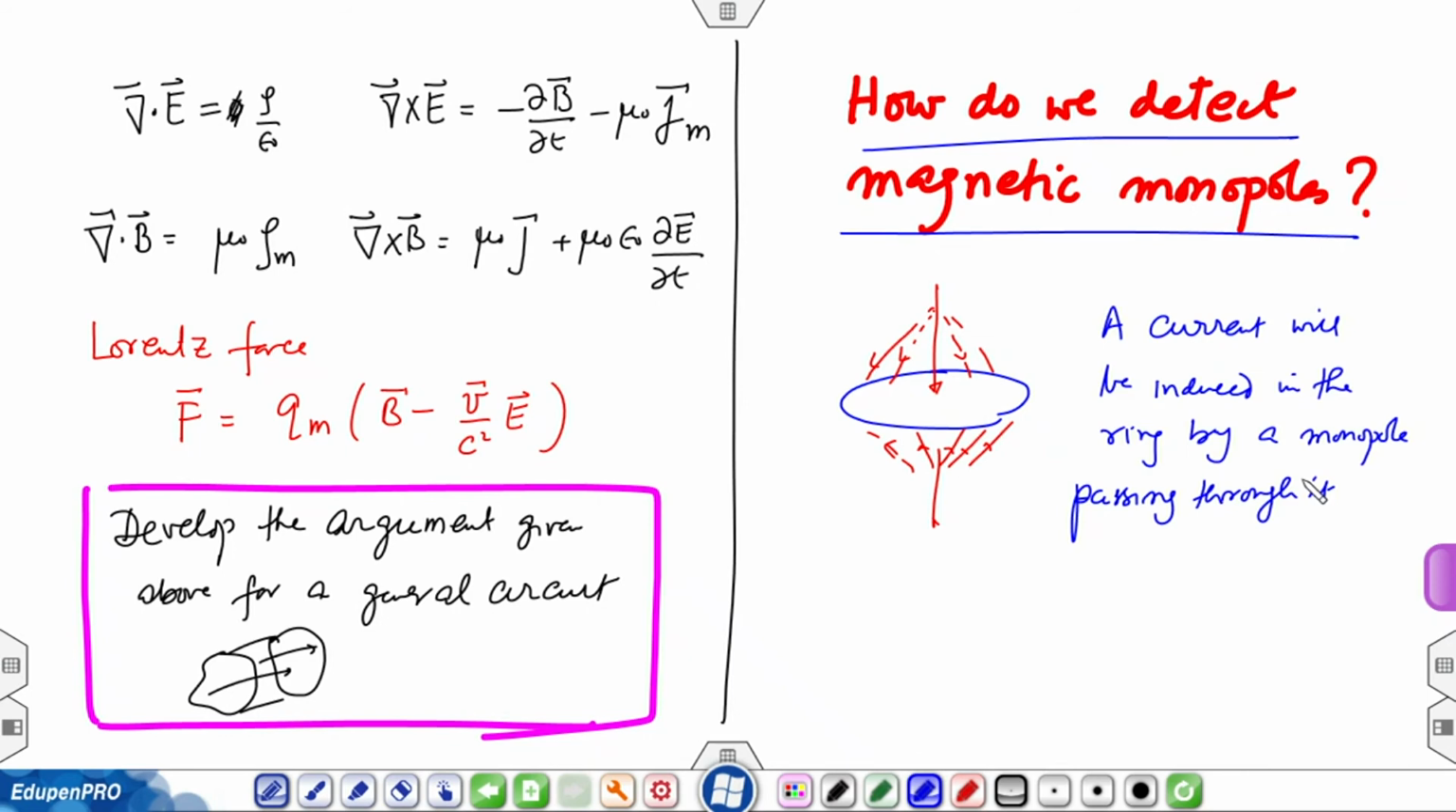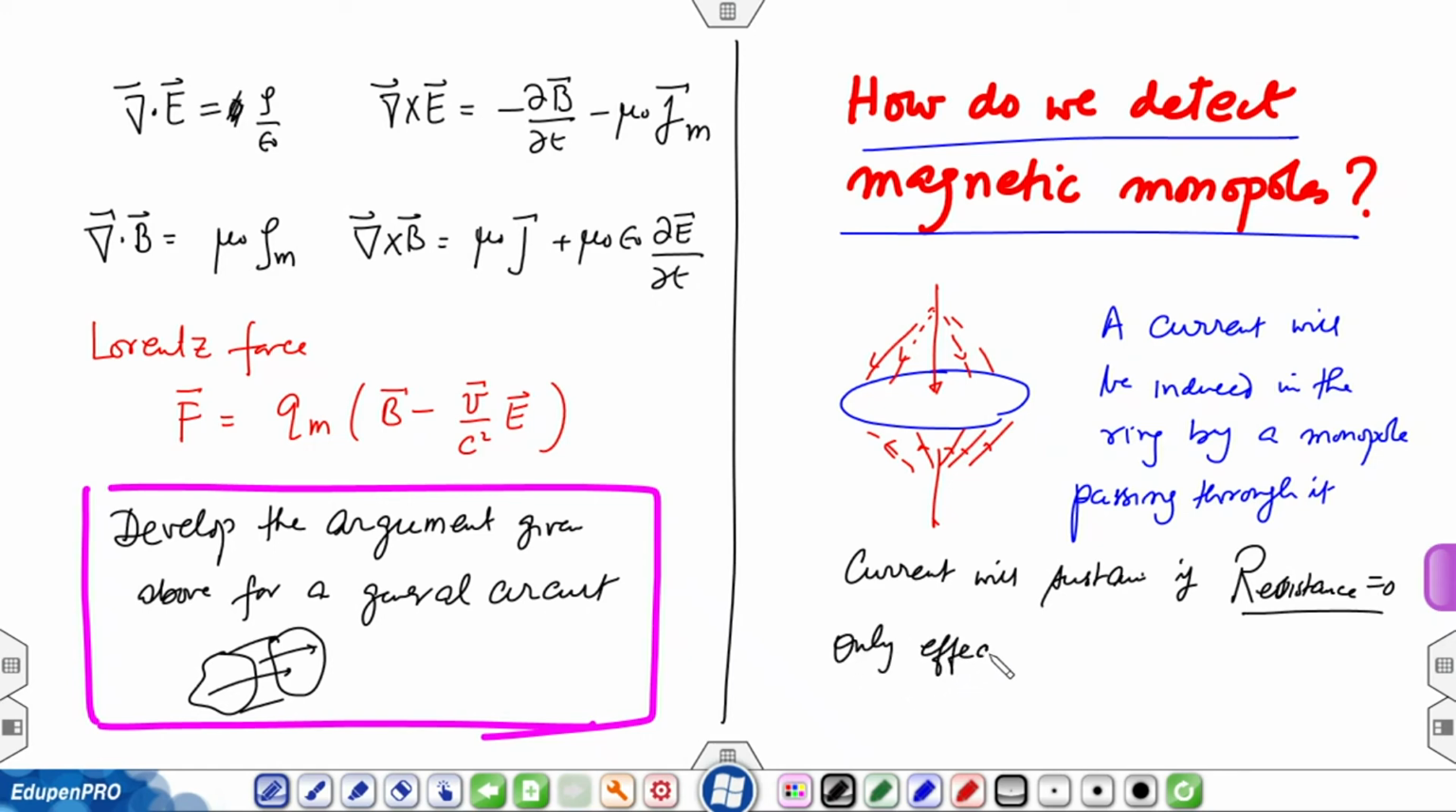And if this ring is made superconducting, this current will sustain if the resistance of the ring is 0. So, only effects are inductive, that is L is not equal to 0. If R was large, then we could have ignored the inductive effects, but now only inductive effects come in. So, I can calculate the current. I will give you this as an assignment problem, and then by measuring that current, you can actually figure out the size of that monopole.